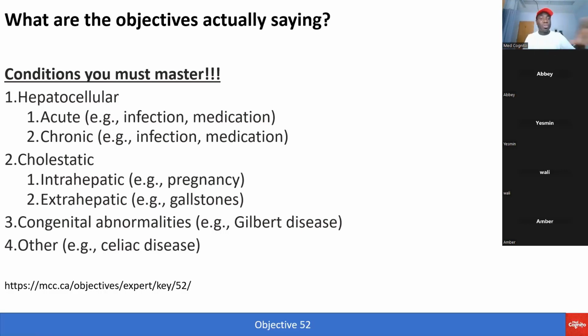Now, I'm not going to go into Gilbert's disease now, but I just want to ask a question. Who can tell me something brief about Gilbert's disease in two sentences? Anyone? Can somebody help us with that? What is unique about Gilbert's disease?